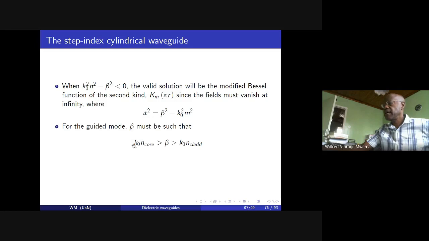beta must be such that the propagation constant in air multiplied by the refractive index of the core be greater than the phase propagation constant beta, and that be greater than K naught multiplied by the refractive index of the cladding material. That is, the propagation constant in the core must be greater than the phase propagation constant of the wave at the operating frequency, and this must be greater than the propagation constant in the cladding material.